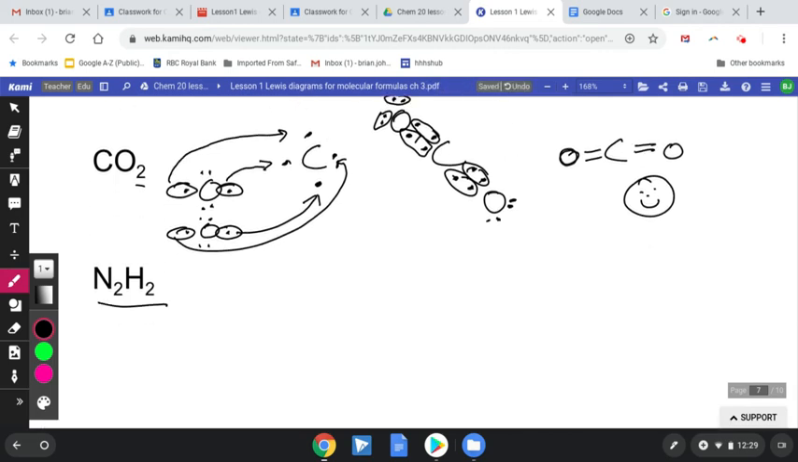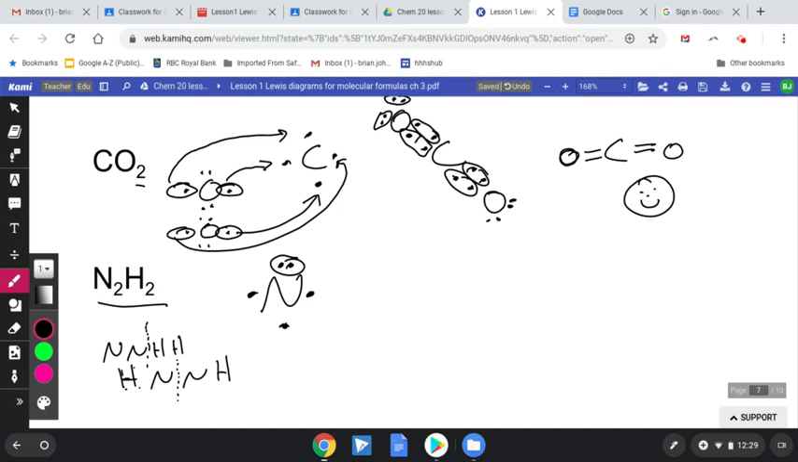Okay, N2H2. Nitrogen has 3 bonding electrons from group 15, 5 valence, a lone pair, 3 bonds. Now, think about our symmetry rule. Would I go N, N, H, H when I build this? Or would I go N, N and put an H on each side? Which of these split down the middle gives me the better symmetry?